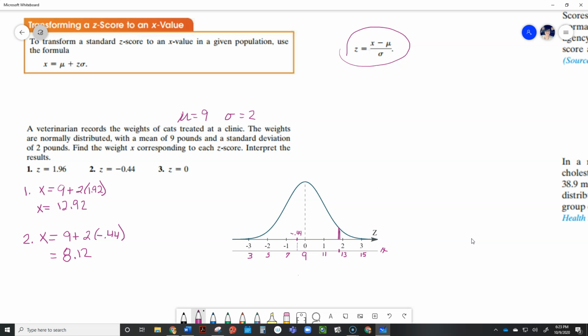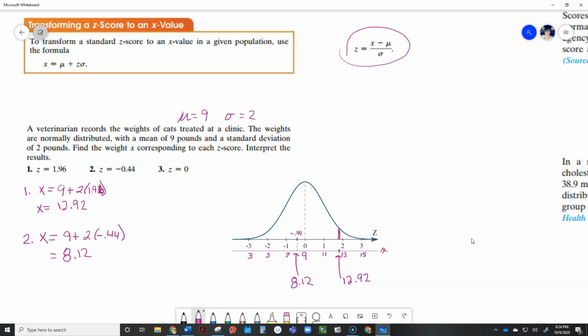8.12. So this value right there is 8.12. That 8.12 corresponds or will have the same area as the negative 0.44. This one right here was 12.92. That corresponds with the 1.96. Oh goodness, that should be 12.92.